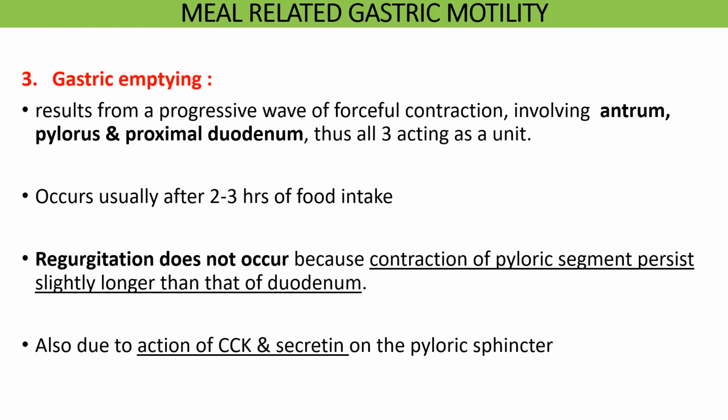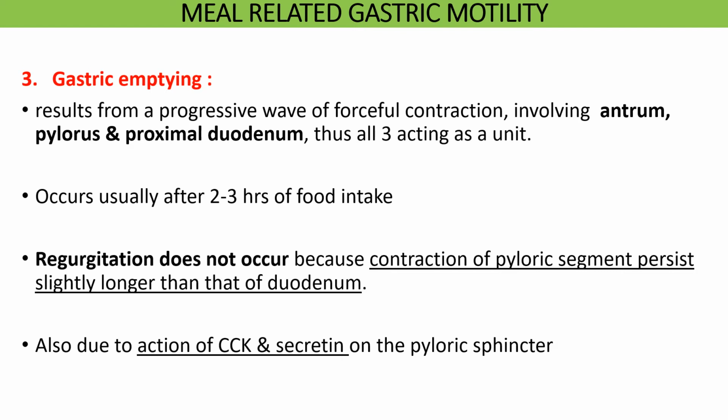The third type of meal-related gastric motility is gastric emptying. Gastric emptying means the movement of chyme from the stomach via the pyloric sphincter into the duodenum. It occurs due to a progressive wave of forceful contraction that causes the antrum, pylorus, and proximal duodenum to act as a single unit. Gastric emptying usually occurs 2 to 3 hours after having a meal, when the chyme is fine enough to pass through the pyloric sphincter.